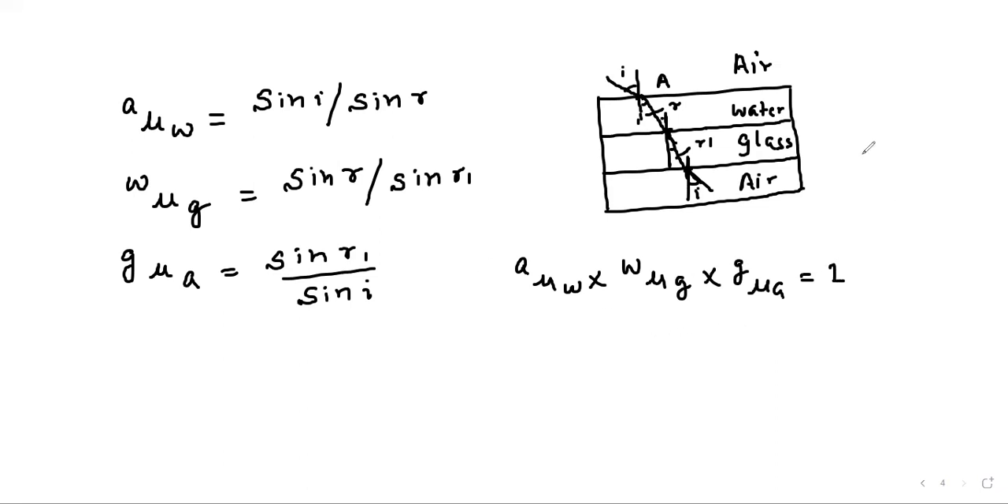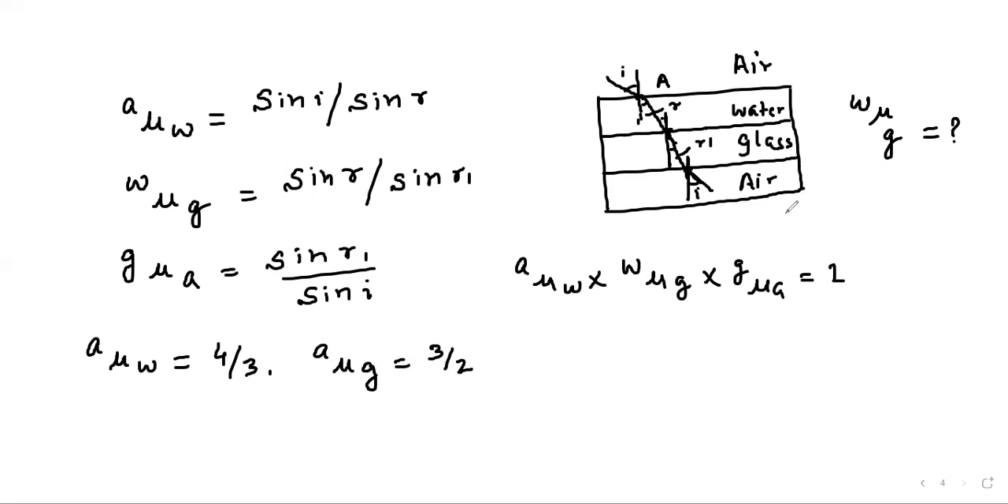Now let's find out the refractive index of glass with respect to water. Suppose we are given information: A mu W equals 4 by 3 and A mu G equals 3 by 2. And we have to find out W mu G. So we can apply this formula: A mu W, W mu G, G mu A equal to 1. Suppose this is equation number 1. So we put the values. A mu W is given as 4 by 3. So 4 by 3 into W mu G into G mu A.